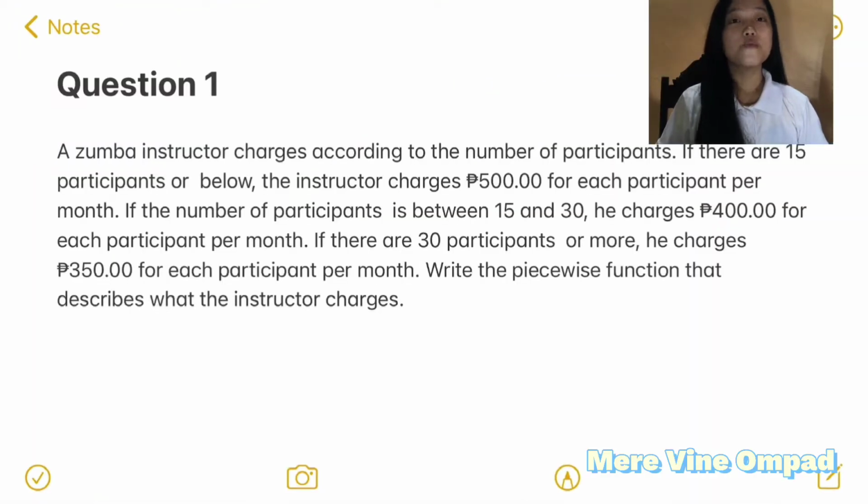Question 1. A Zumba instructor charges according to the number of participants. If there are 15 participants or below, the instructor charges 500 pesos for each participant per month. If the number of participants is between 15 and 30, he charges 400 pesos for each participant per month. If there are 30 participants or more, he charges 350 pesos for each participant per month. Write the piecewise function that describes what the instructor charges.